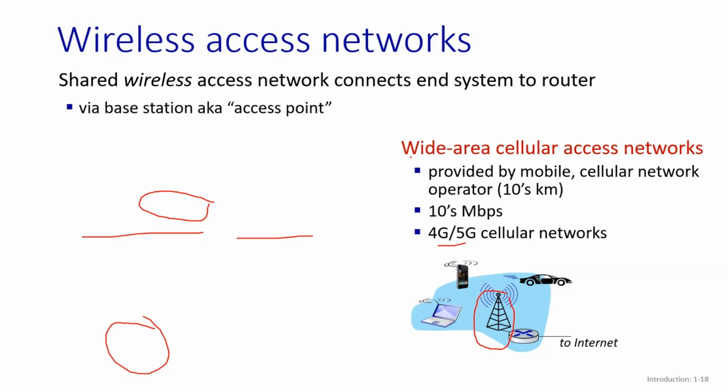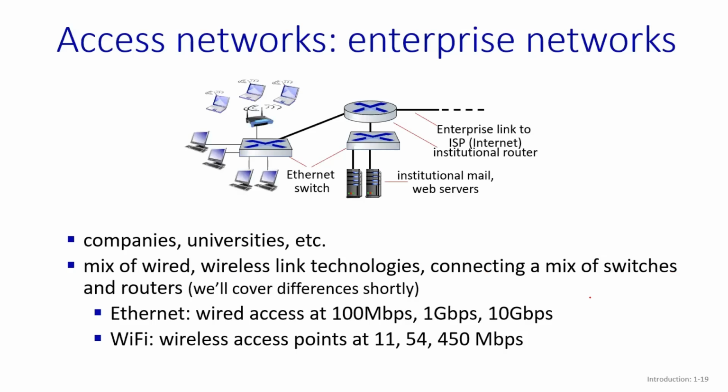So this is known as the wide area cellular access network provided by mobile operators. The range of a wide area cellular access network is normally 10 kilometers, and they provide you with a 10 MB per second speed. Okay, moving forward, we have enterprise networks.